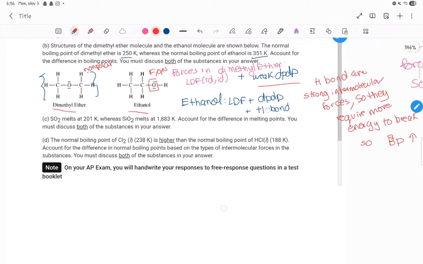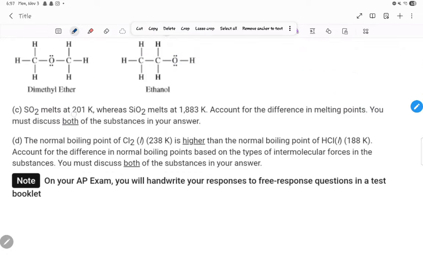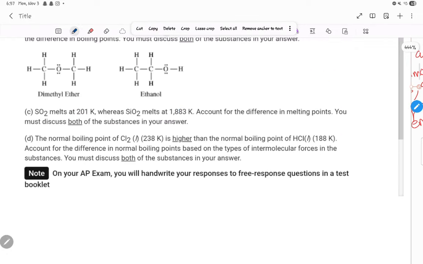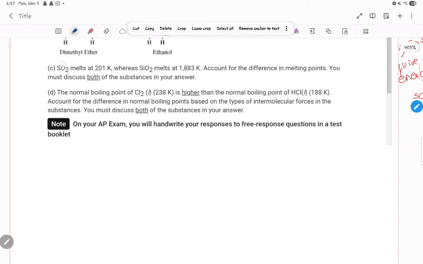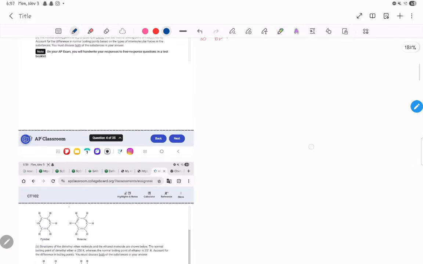We finished part B. We'll move on to part C. What does it say? In part C, it says SO2 melts at 201 Kelvin and SiO2 melts at this much. Now, account for the difference. First thing, we need to discuss what the forces are. My bad, I don't know what happened. Let me undo that.